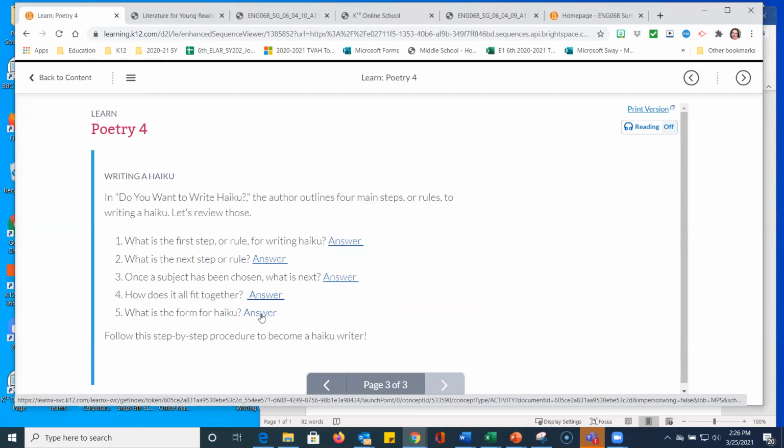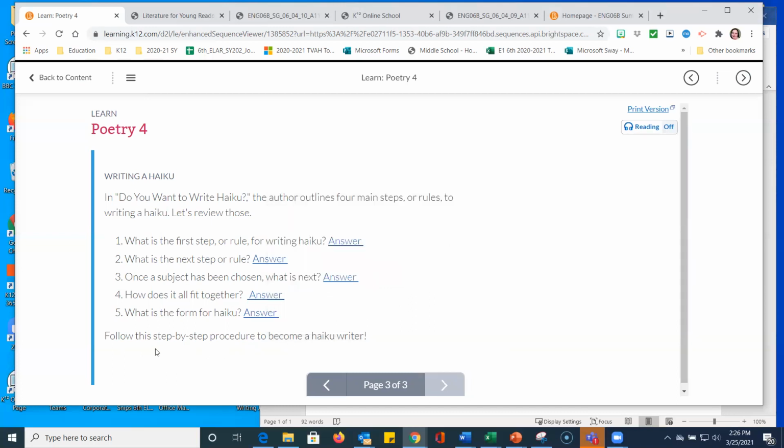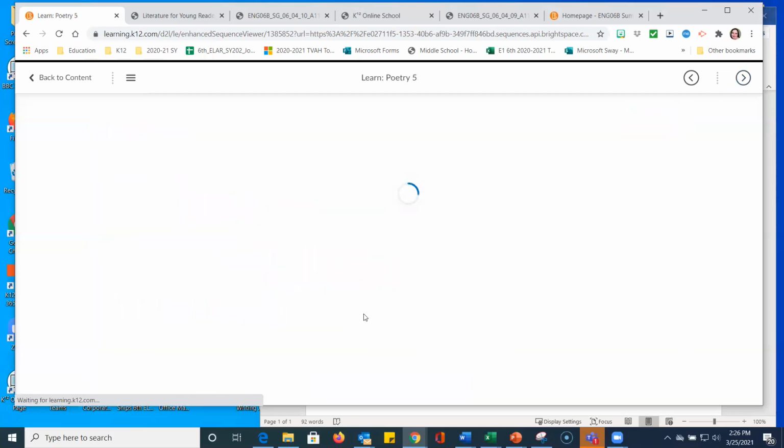What is the form of haiku? Haiku poems have 3 lines with a total of 17 syllables. Line 1 has 5, line 2 has 7, and line 3 has 5. Follow this step-by-step procedure to become a haiku writer. We're ready for Module 5.